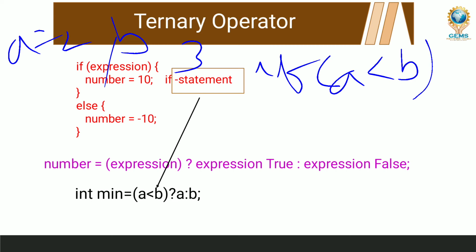Just look here. I have given one example: int min equals a less than b question mark a colon b. So according to our concept, a value is 2 and b value is 3. As per the conditional operator, is it true or not? Yes, absolutely, because a less than b is exactly correct. A value is 2, b value is 3. So then what will happen? It will use the first expression.